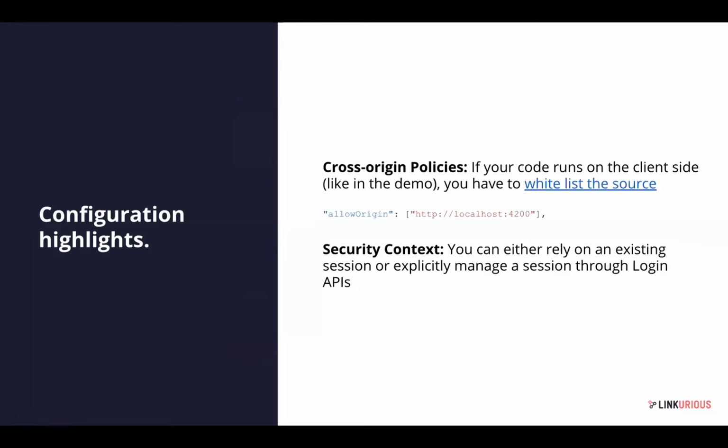Some highlights on the configuration here. In my case, I used the code on the client side, and since we are running some code from one application to another one, mainly you will have some problem with the cross-origin policy in your browser. We do support this configuration, and indeed in Linkurious Enterprise you have a specific configuration called allow origin, and I just put here the source of my code. So if you notice, it was on localhost 4200.